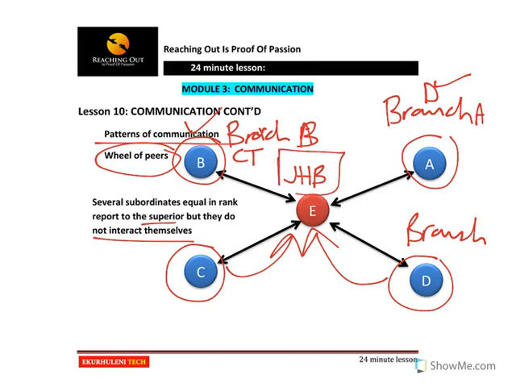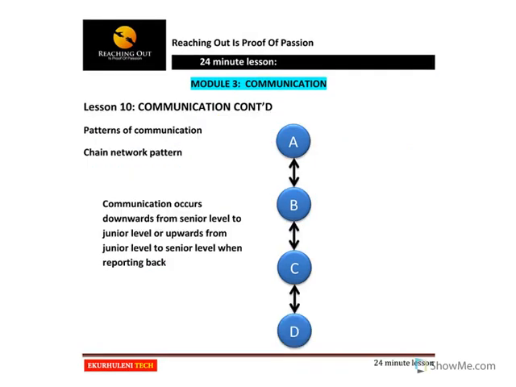So, what we call this, we call it a wheel of peers. Again, it is a type of communication whereby several subordinates equal in rank report to one person who's the superior, but they do not interact themselves.